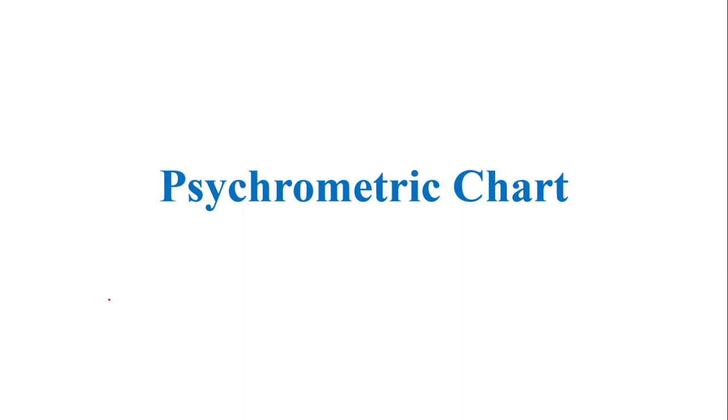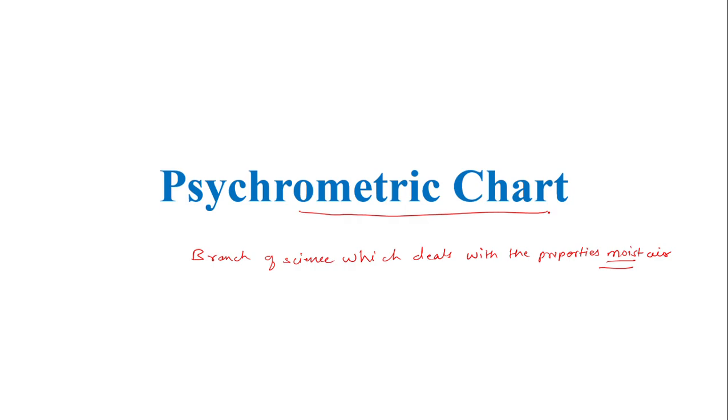Psychrometry is a branch of science which deals with the properties of moist air. Okay, so basically psychrometry is the study of moist air. Fine, and that study we are going to do with the help of the psychrometric chart over here.